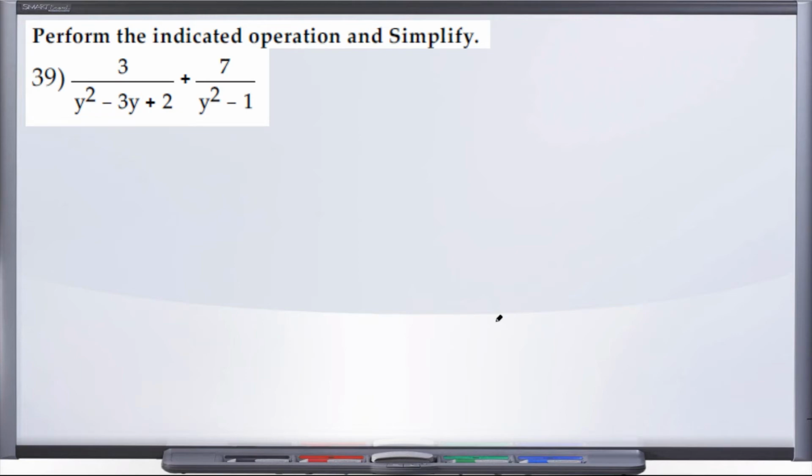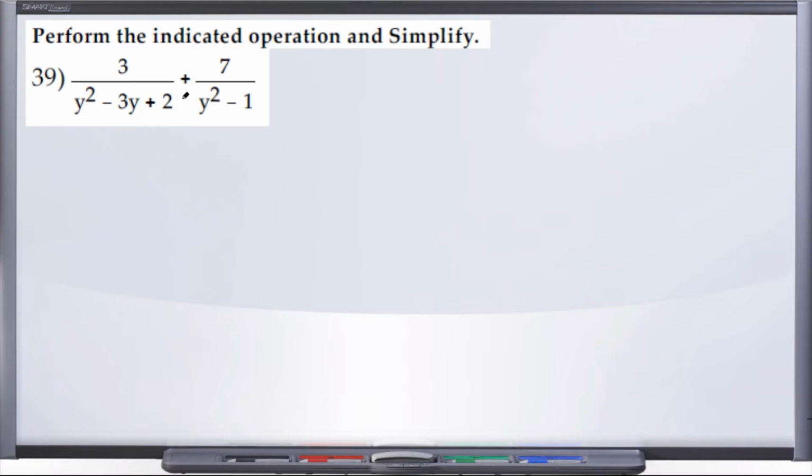39, perform the indicated operation and simplify. So we've been given 3 over y squared minus 3y plus 2 plus 7 over y squared minus 1. So notice that although the directions haven't changed, the operation that we are performing has changed. We're no longer multiplying or dividing, now we're adding.